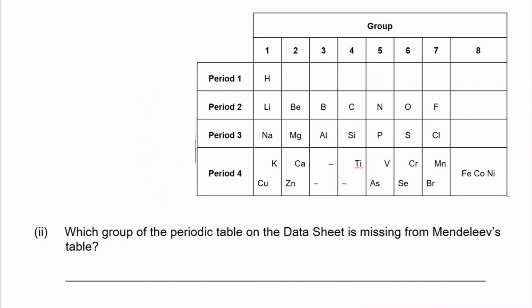So moving on to the next question here, which group of the periodic table on the datasheet is missing from Mendeleev's table? And it's slightly easy to go wrong on this one, because if you look at the numbers, we've got 1, 2, 3, 4, 5, 6, 7, 8. 8 is commonly known as 0. And so we think, okay, what's missing?